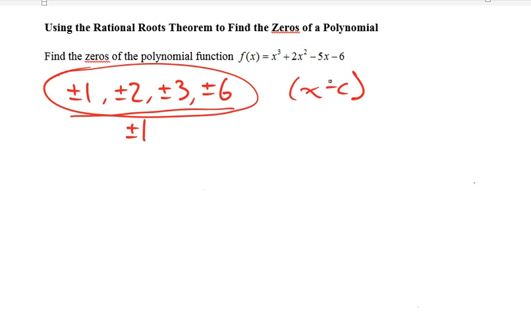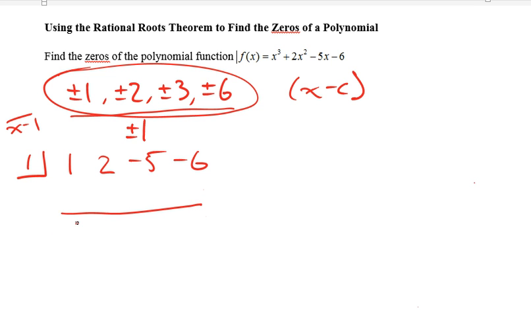So let's start with positive 1. Remember, this is really like we're dividing by x minus 1. So we put a 1 in our box, and we put the coefficients to the right of it, 1, 2, -5, and -6, and we synthetically divide. Bring down our 1, 3, 3, -2, -2, -8. We did not get a remainder of 0, so clearly x minus 1 is not a factor of this polynomial, so we can cross out positive 1.